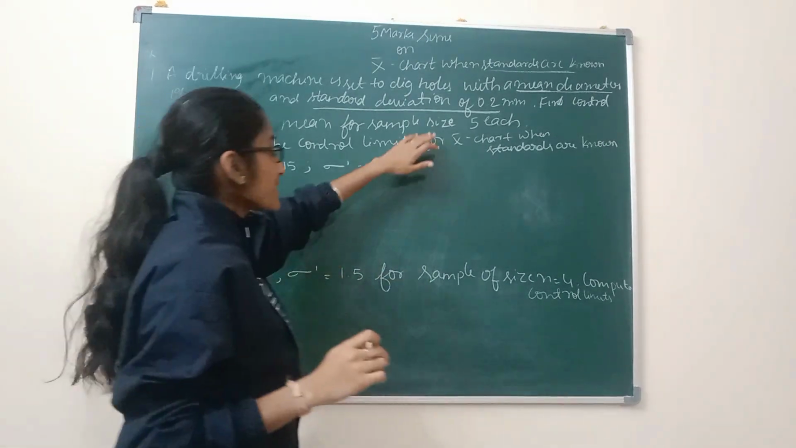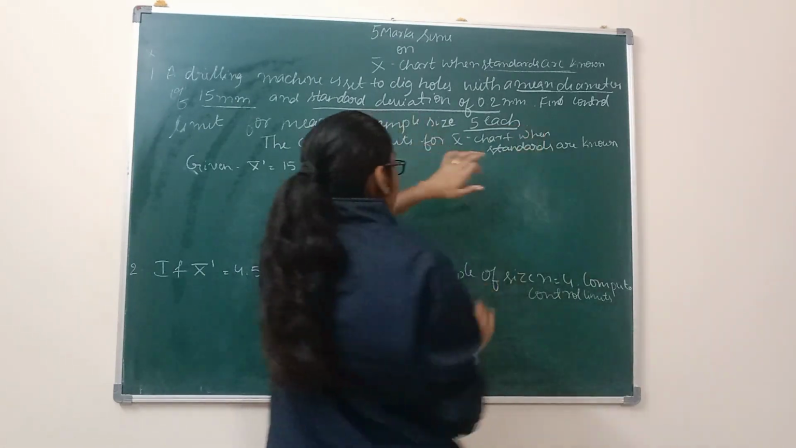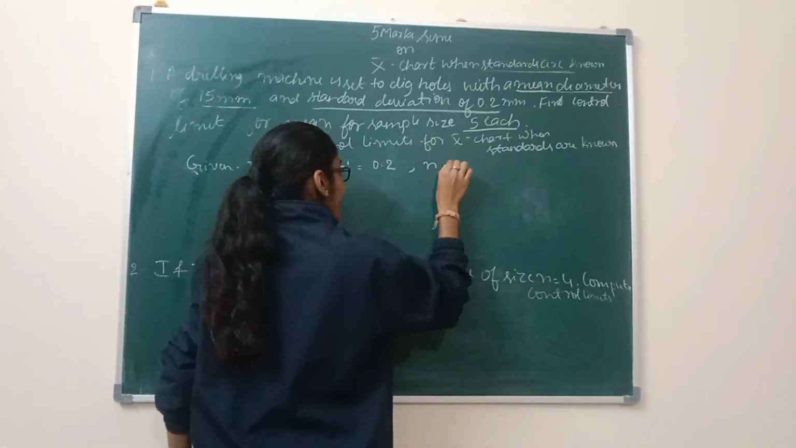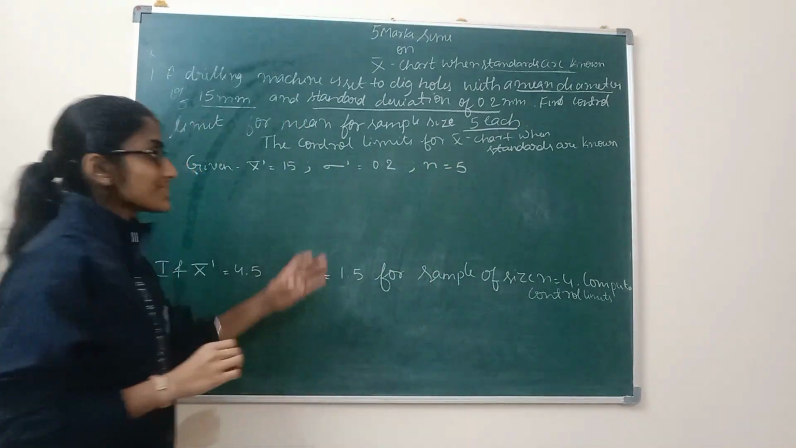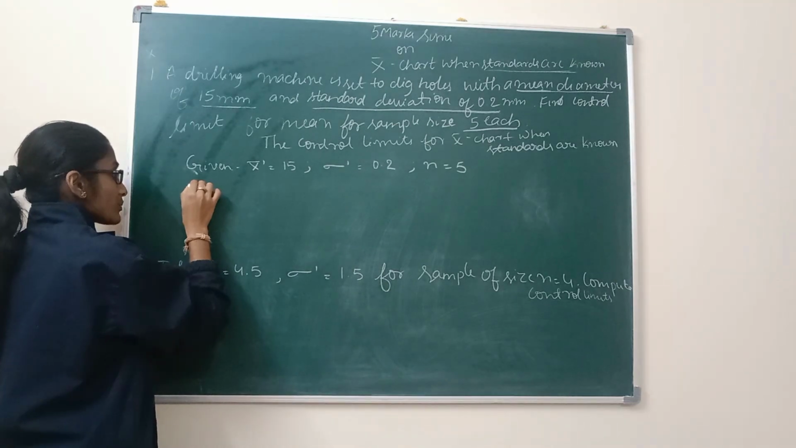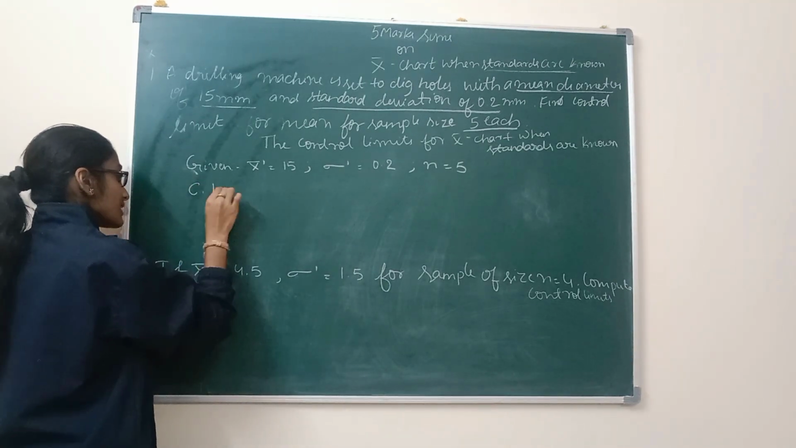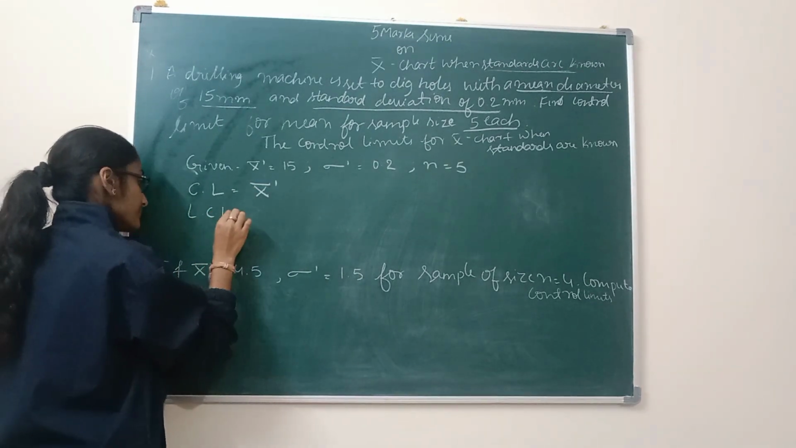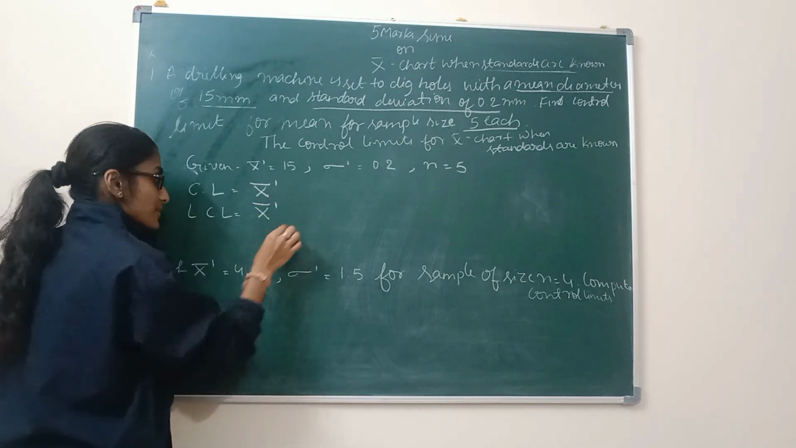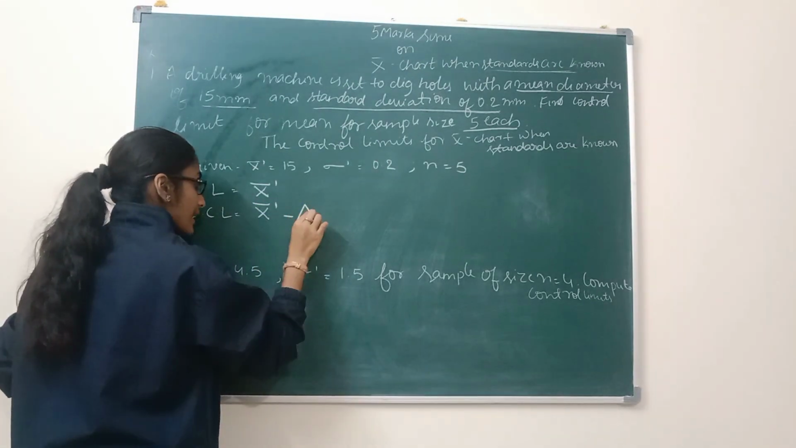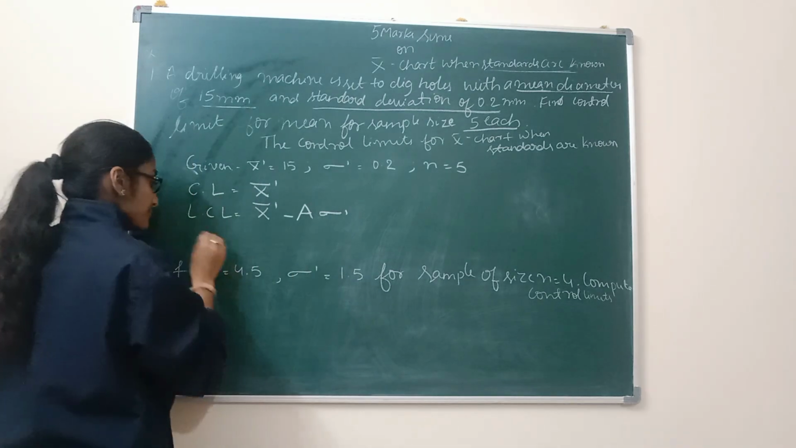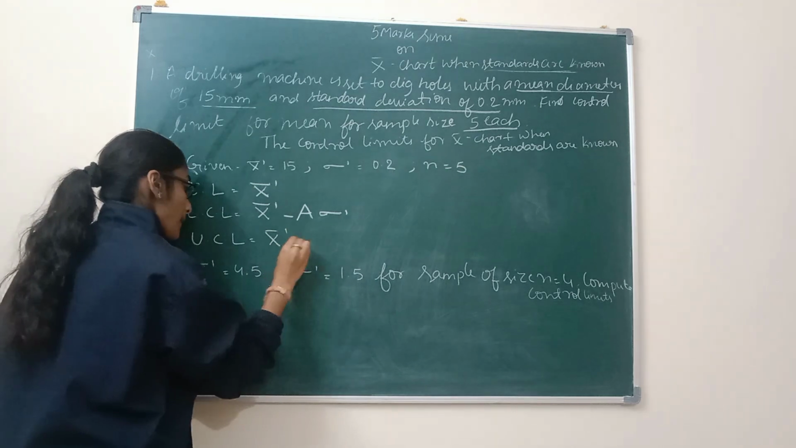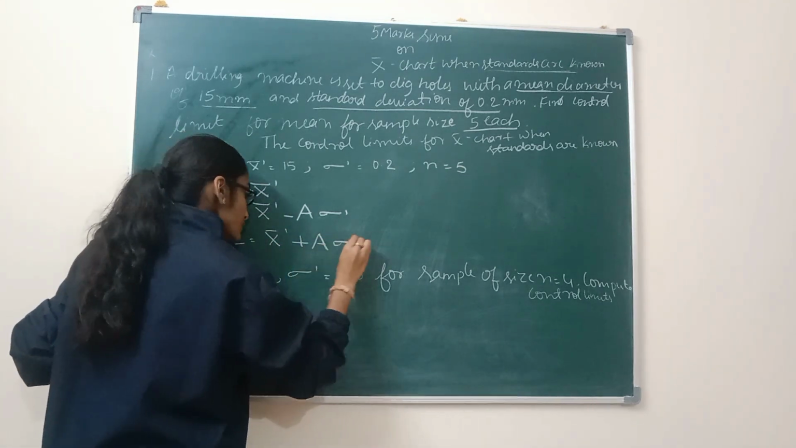Next, they have given the sample size. The sample size will be every time either 4 or 5. So your sample size will be represented by n is equal to 5. When standards are known, let us use the formula of control limit. CL, the central line, is always X bar dash. LCL is X bar dash minus A sigma dash. UCL is X bar dash plus A into sigma dash.